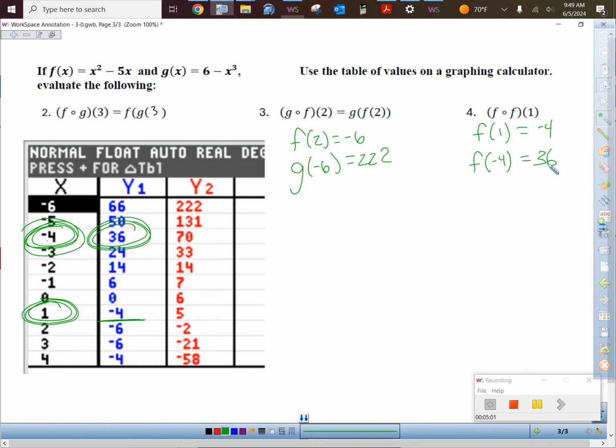So really kind of weird, but at least the graphing calculator can do all the calculating for you. You just have to know the process of the composites.